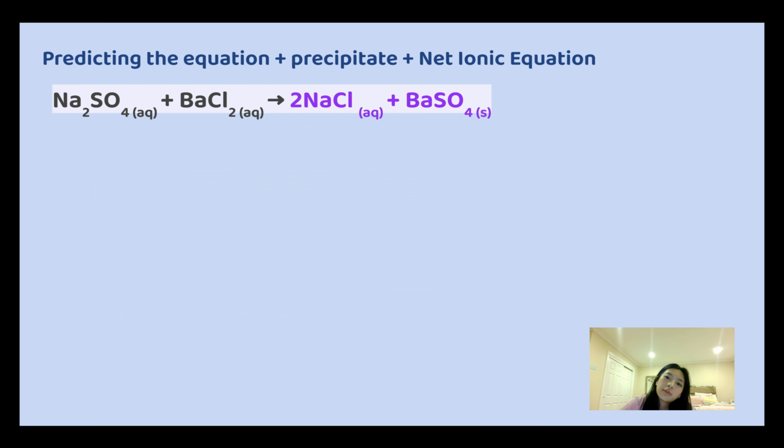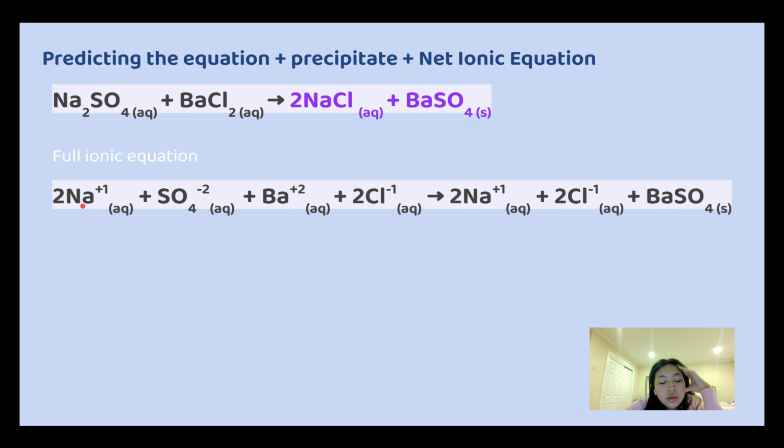Okay, so now we're going to learn how to write an ionic equation and a net ionic equation, as well as predicting the spectator ions. A net ionic equation is basically where you take the full balanced equation and you just break it down into ions. So you look at the charges. Sodium has a +1 charge, so you're just going to turn this into sodium +1. Since there's a subscript 2, all subscripts will turn into coefficients. So 2 Na +1, notice the 2 is from the subscript.